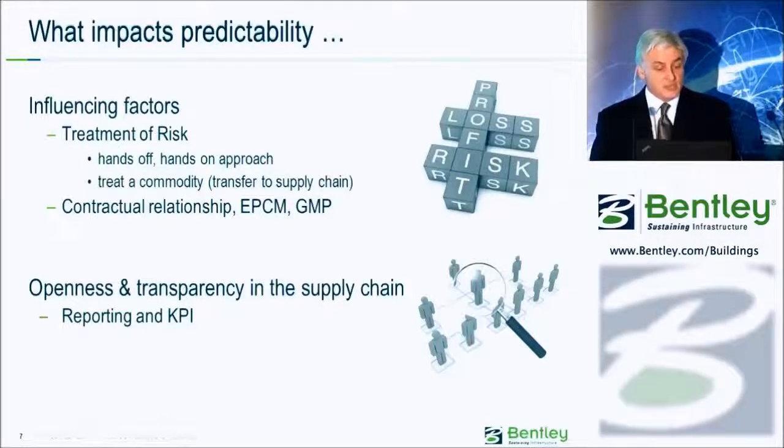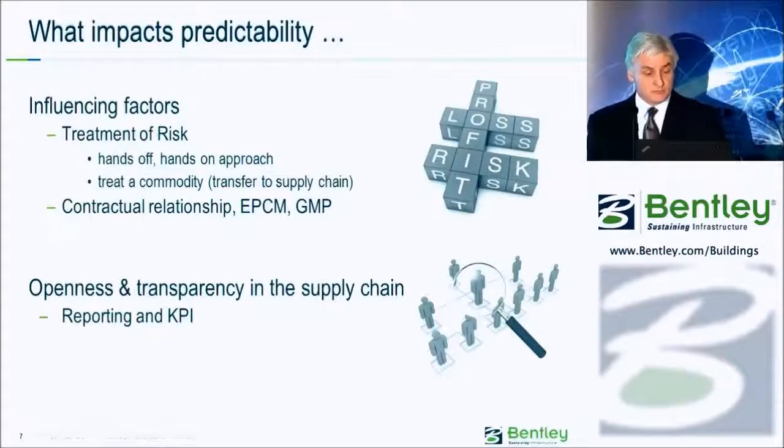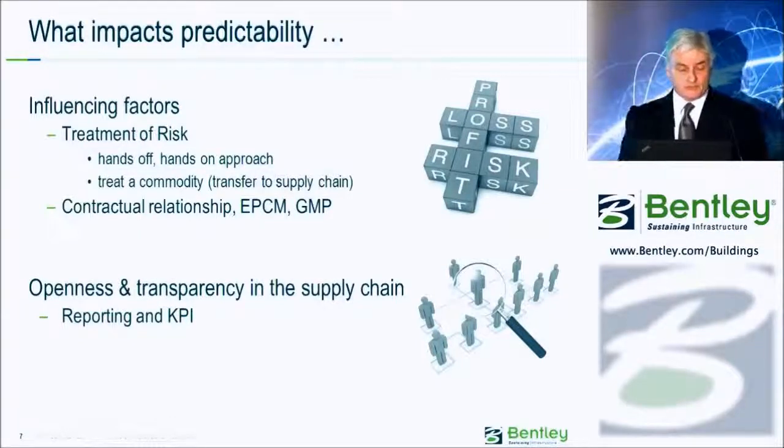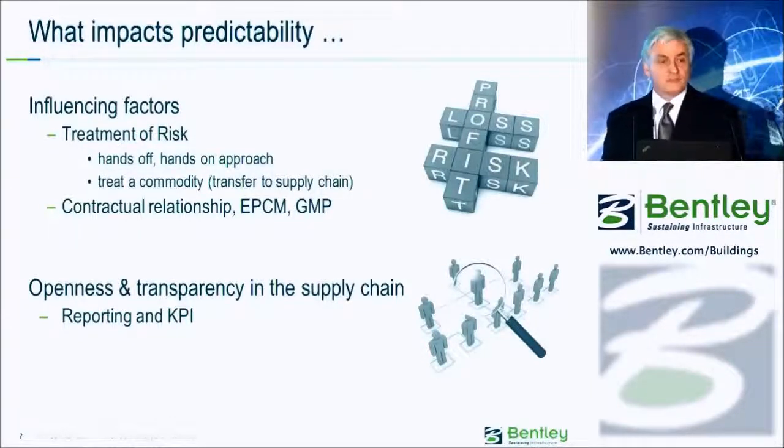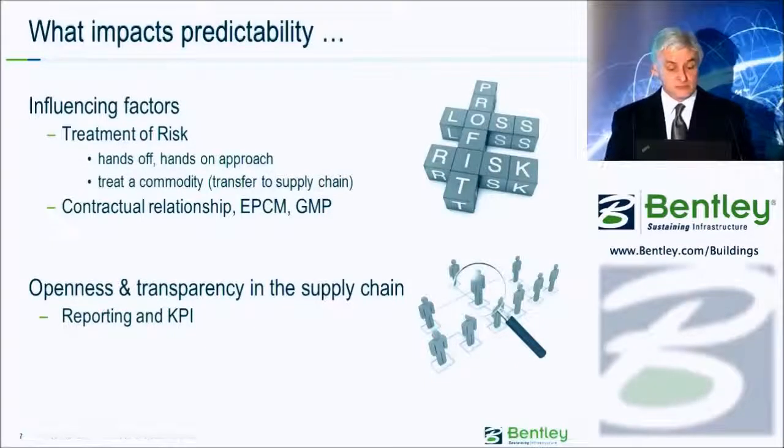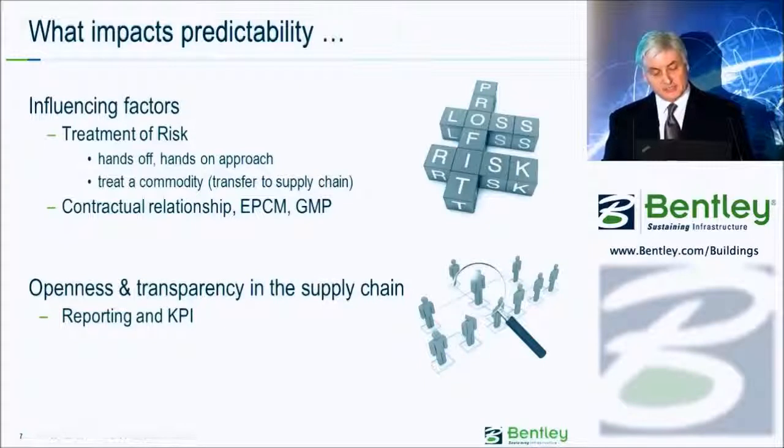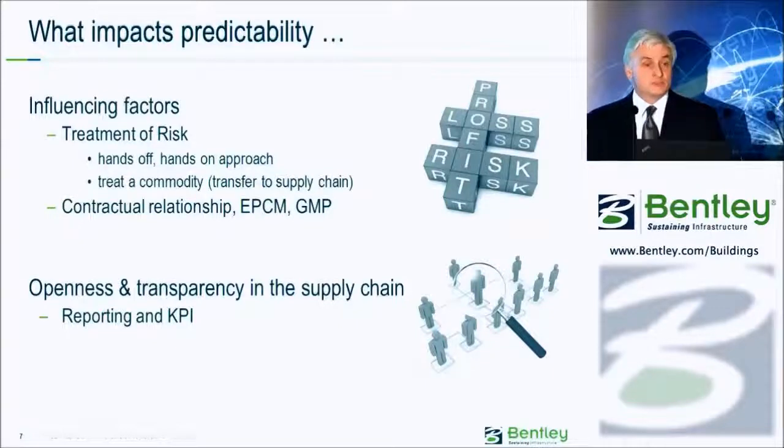Now they don't. So the way in which you manage and treat risk was one clear way of dealing with predictability. Also, the contractual relationship had an impact on that predictability and visibility into it. And the last thing was the openness and transparency of the supply chain, being able to get good reporting and KPIs back up through the supply chain. That was another one.